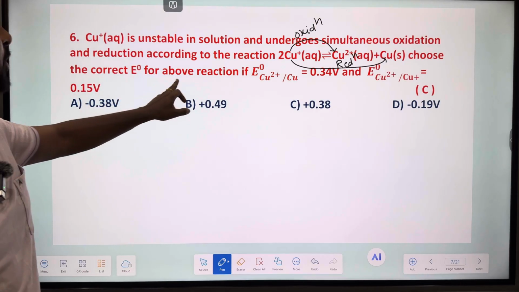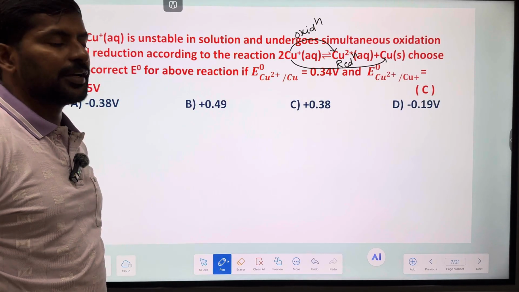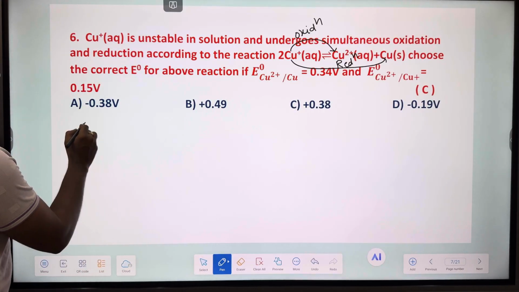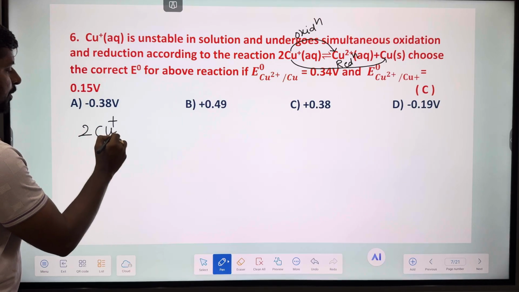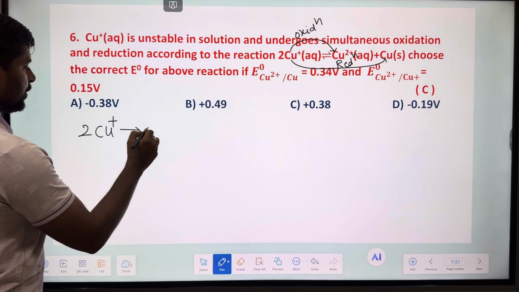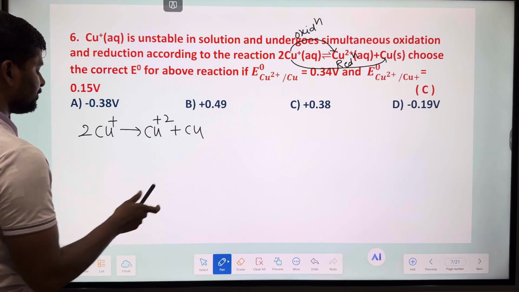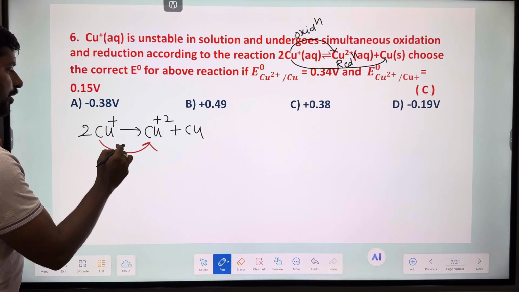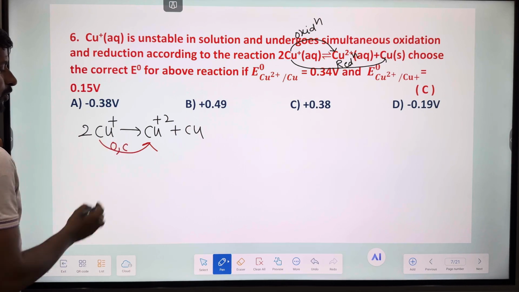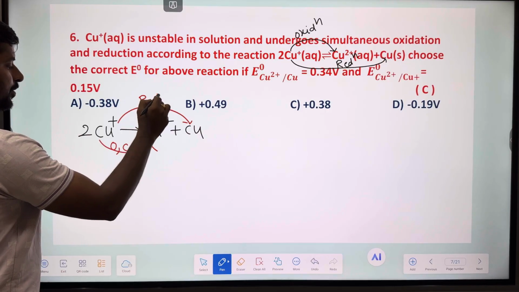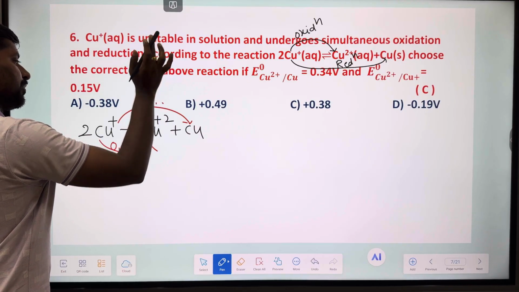Choose the correct E naught for the above reaction. We have to calculate E0 for the above reaction. Okay, so once again, 2 Cu+ gives Cu2+ plus Cu, and this is oxidation. So this is cathode, and this is reduction, sorry, reduction occurs at cathode.